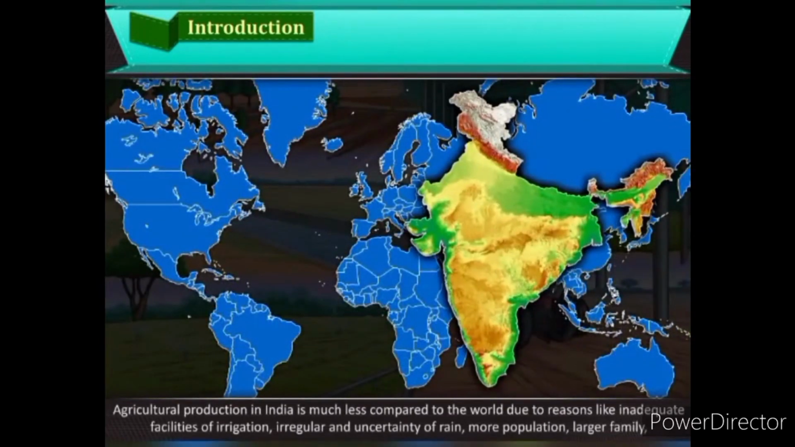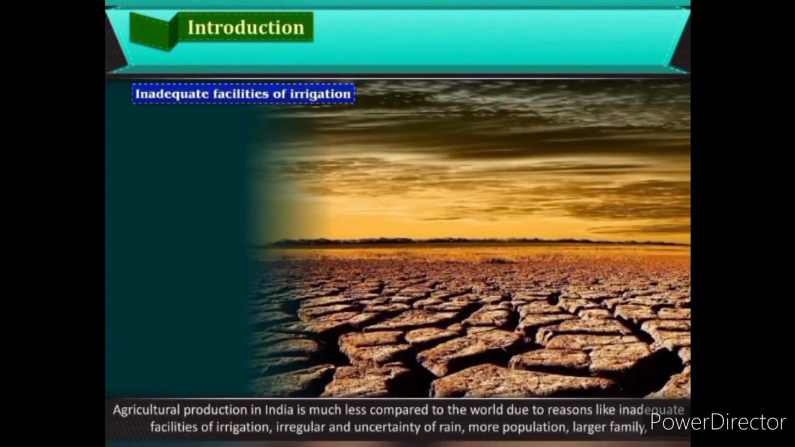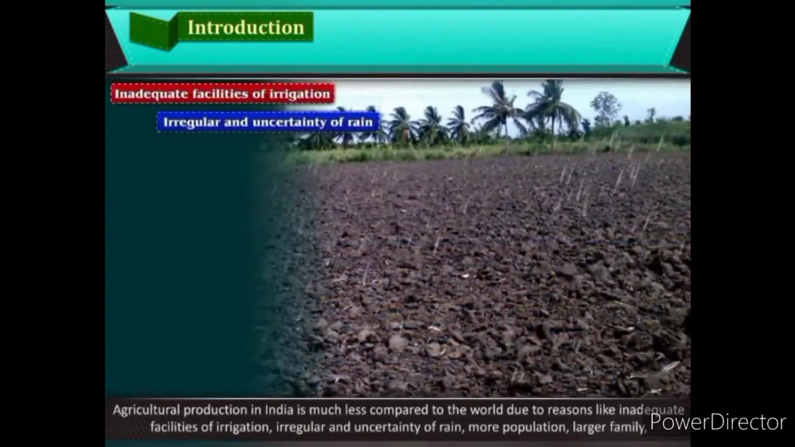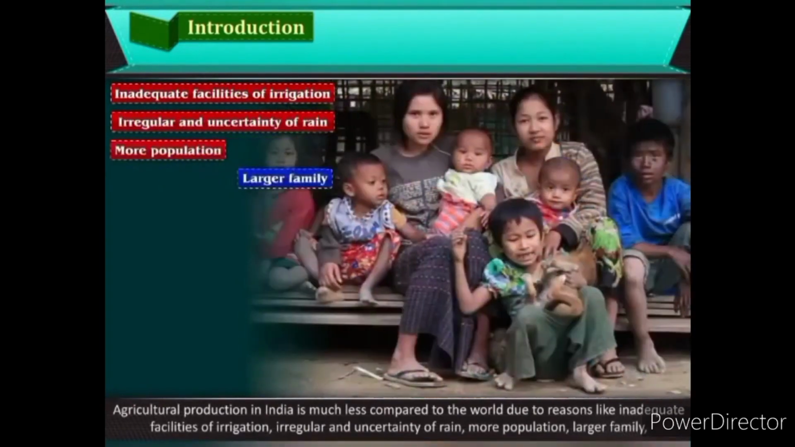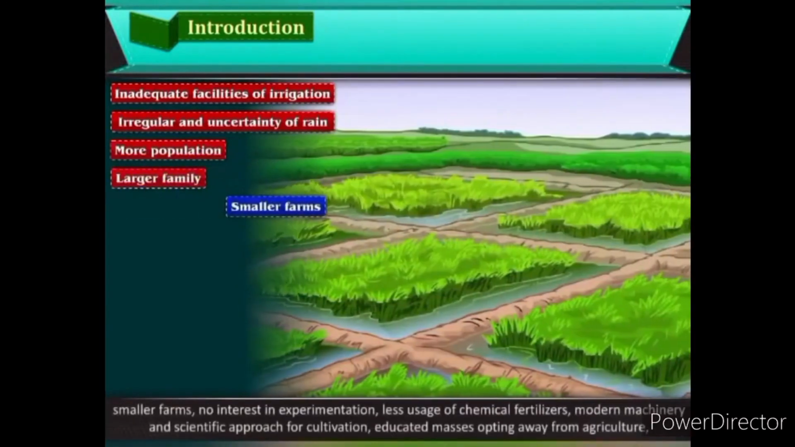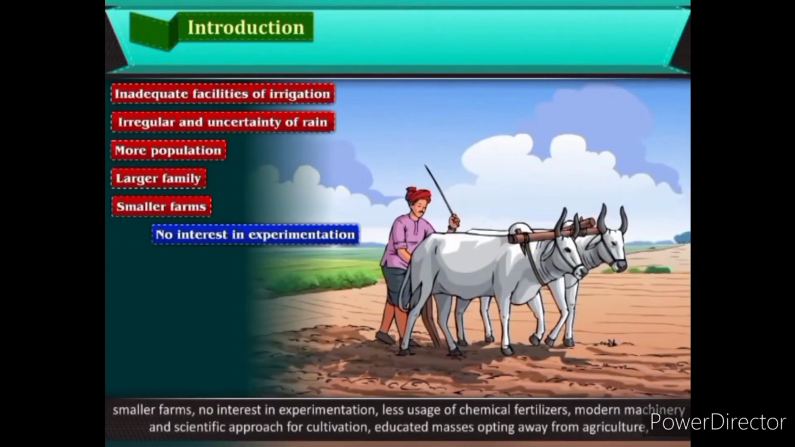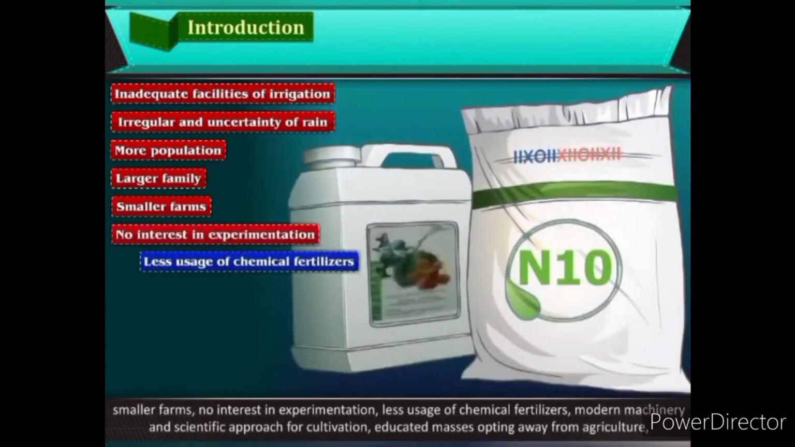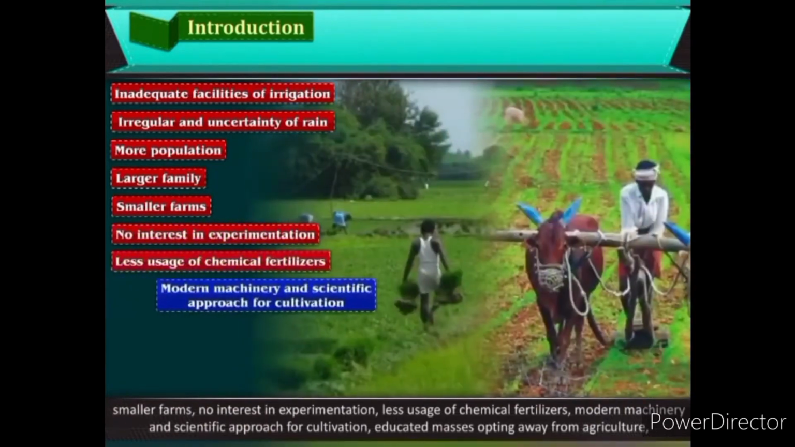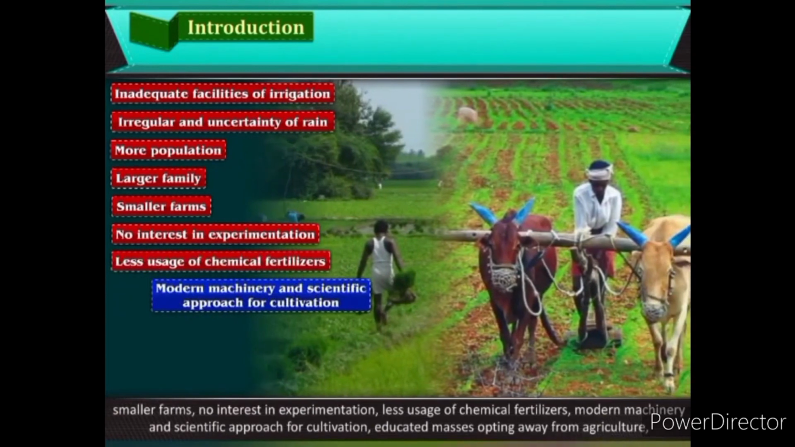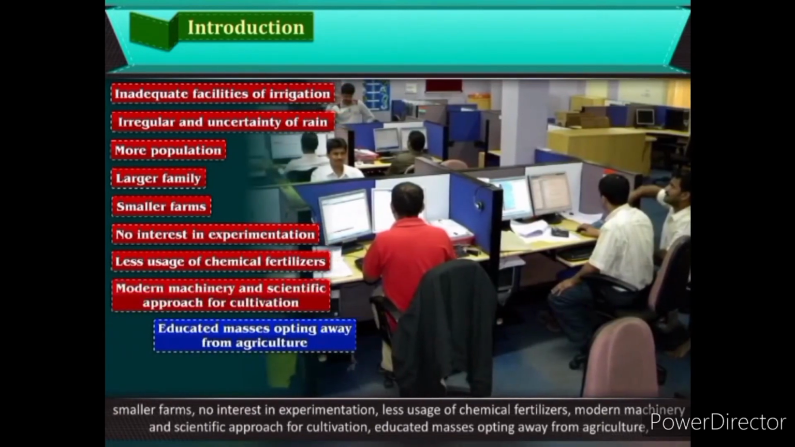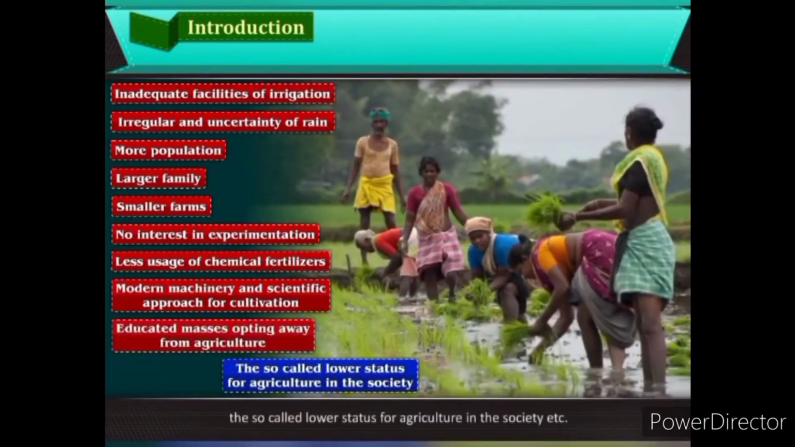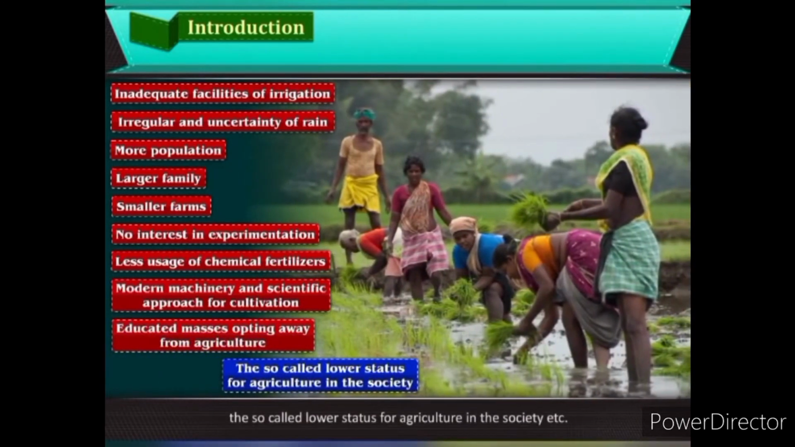Agricultural production in India is much less compared to the world due to reasons like inadequate facilities of irrigation, irregularity and uncertainty of rain, more population, larger family, smaller farms, no interest in experimentation, less usage of chemical fertilizers, modern machinery and scientific approach for cultivation, educated masses opting away from agriculture, the so-called lower status for agriculture in the society, etc.